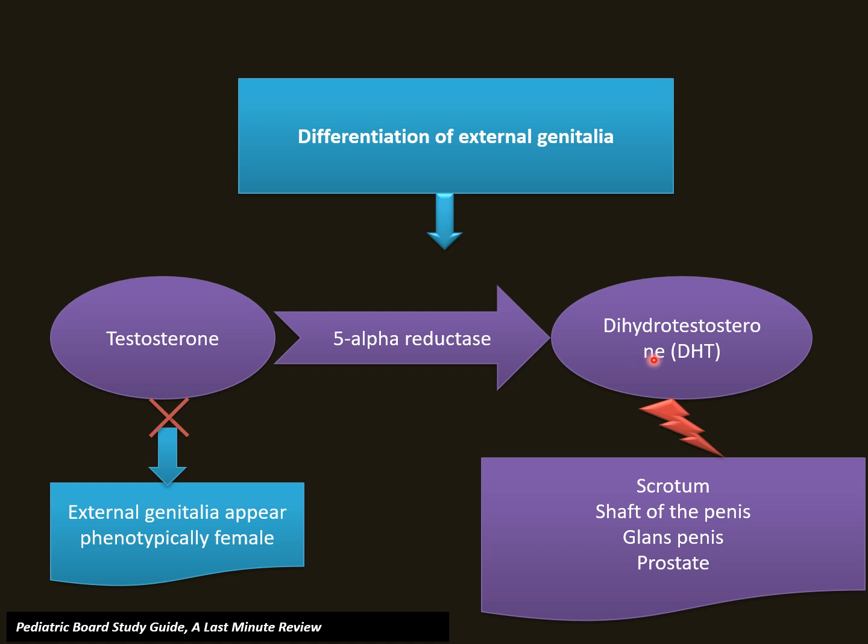So in order to develop the external genitalia, you need an intact enzyme to convert testosterone to dihydrotestosterone, to develop the scrotum, the shaft of the penis, the glans, and the prostate.